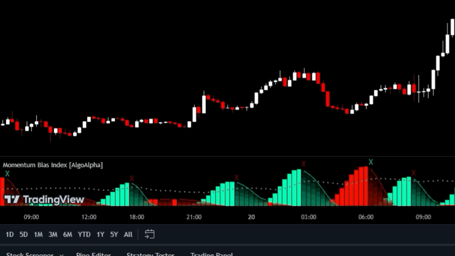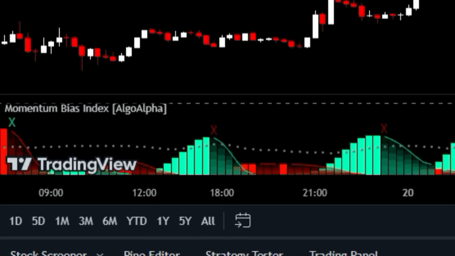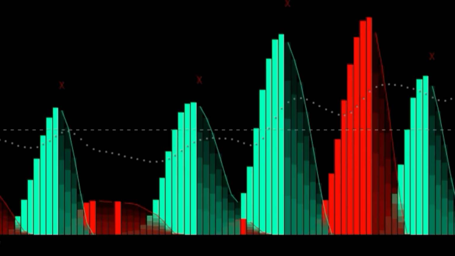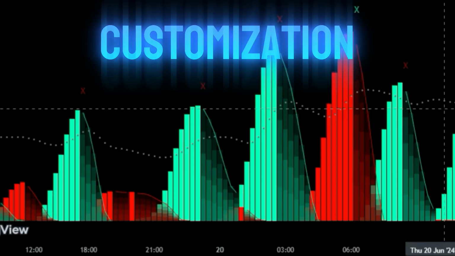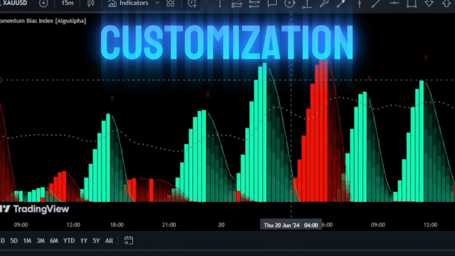Now that you find the Momentum Bias indicator, hold your horses before applying it to your chart. We've got some insider tips to optimize the settings and make the most out of this awesome indicator. Default settings are fine, but why settle for fine when you can make it fantastic?